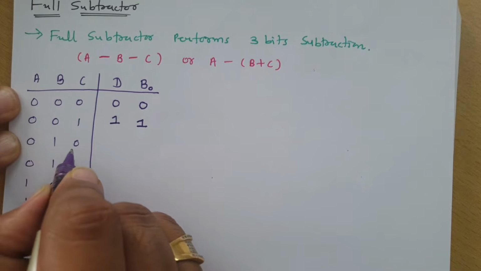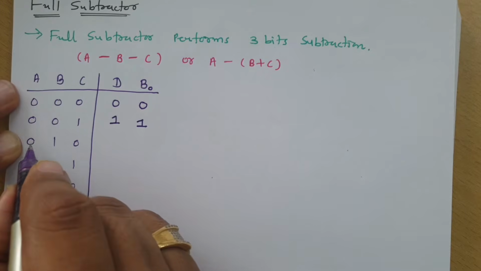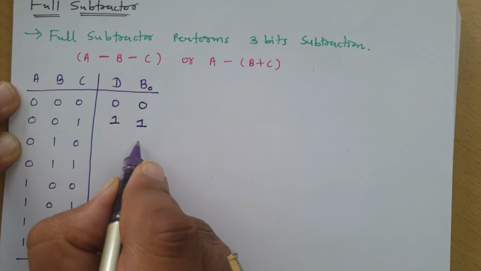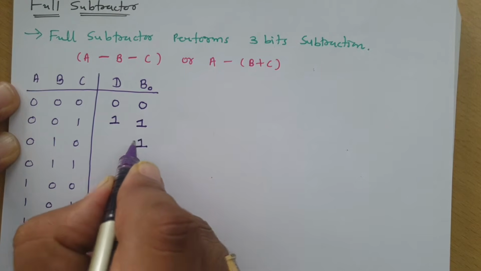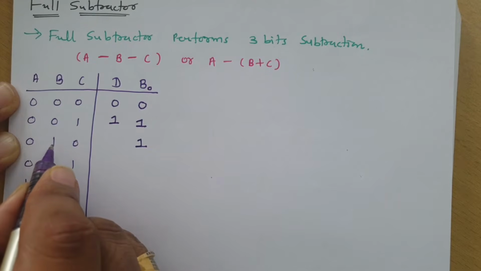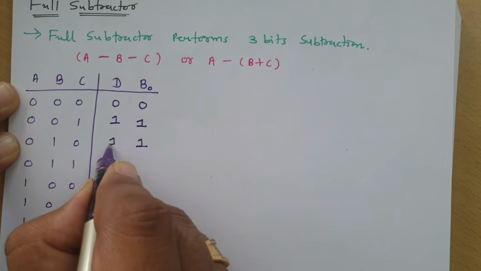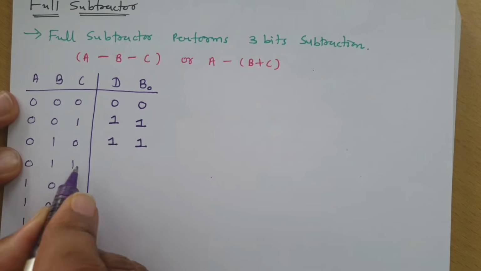Again 0 minus 1 minus 0. So 0 minus 1 cannot be performed, so we need to take borrow. Let us say borrow is 1. Once you take borrow, the 2 minus 1 operation should get done. So 2 minus 1 is 1, so difference is 1. Now 0 minus 1 minus 1.